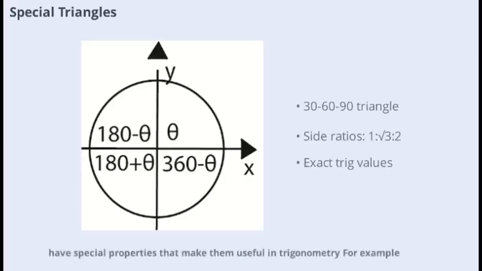For example, in a 30-60-90 triangle, the sides are in the ratio 1, square root 3, 2. These triangles help us derive exact values for sine, cosine, and tangent of 30 degrees, 45 degrees, and 60 degrees, which are commonly used in problems and identities.